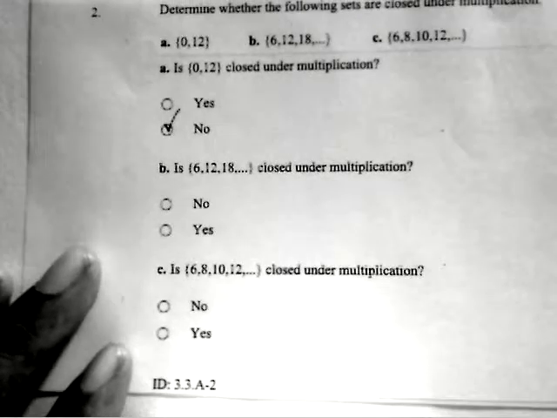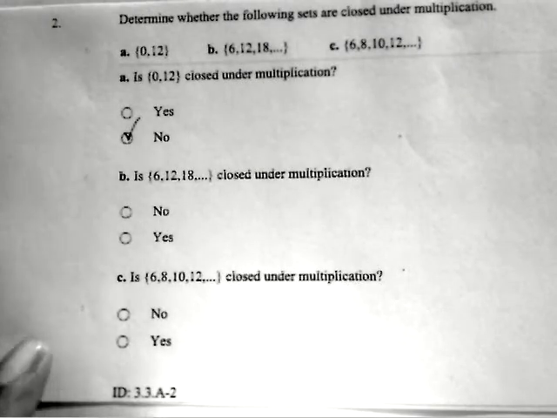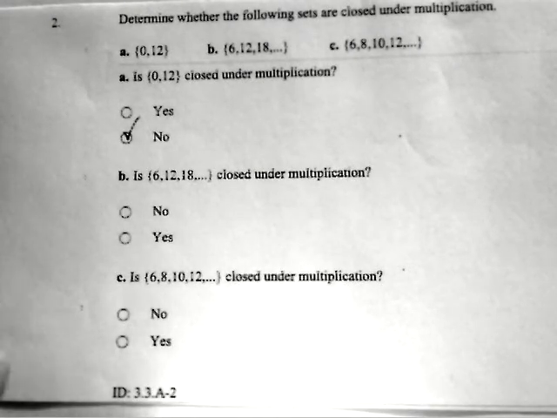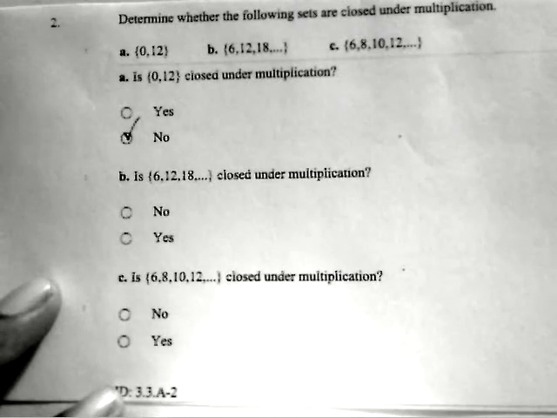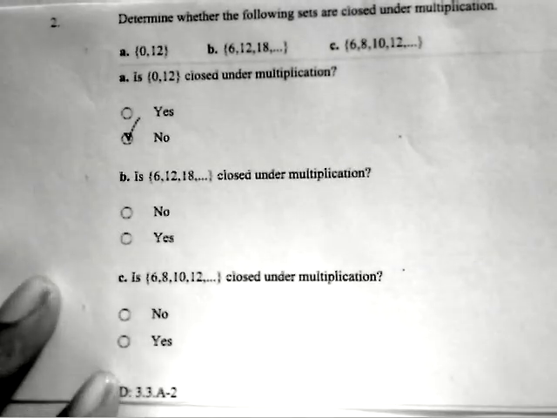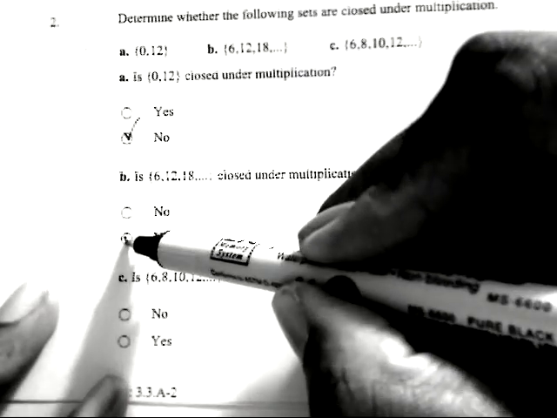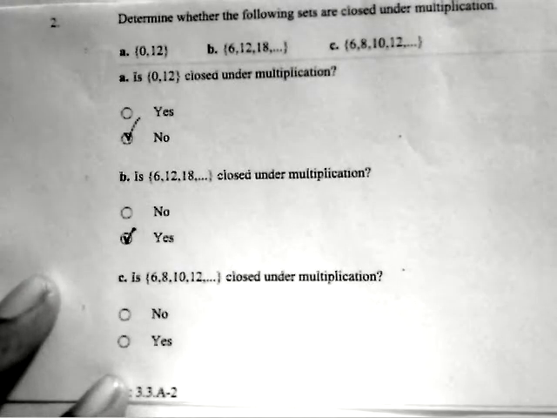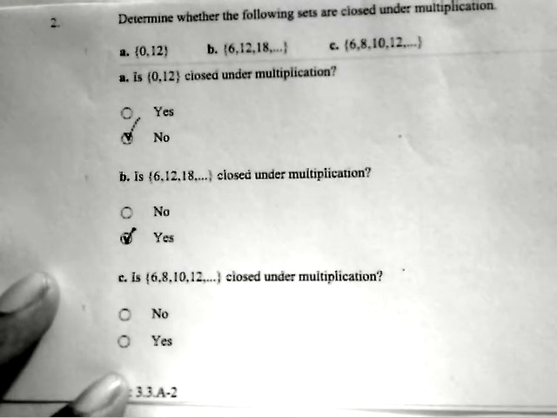All right, now part B. Is 6, 12, 18, and so on closed under multiplication? Multiply 6 times 12, that will give you 72. 72 is in this particular set, so it would be closed under multiplication. 12 times 18, that product is also included in that set as well, because this set is infinite. It goes on and on and on.